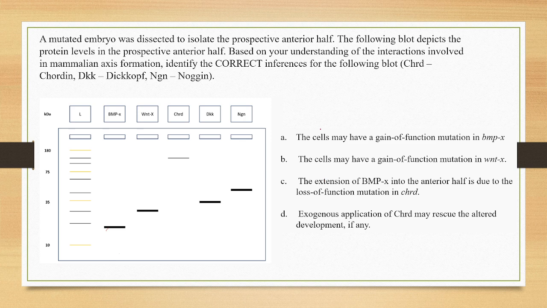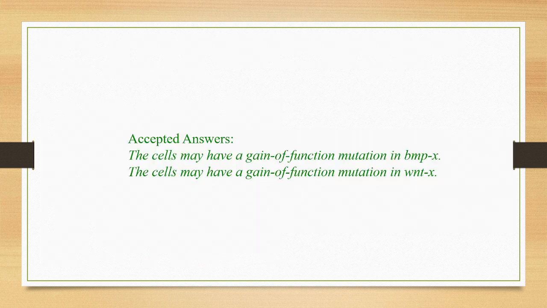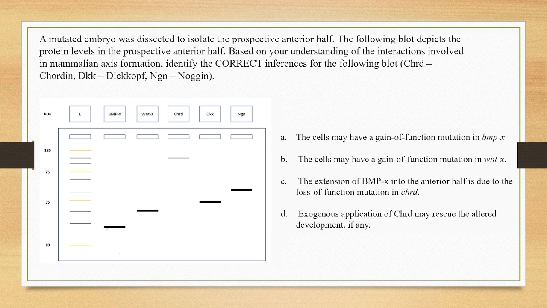The correct answers are: the cells may have a gain of function mutation in BMPX, and the cells may have a gain of function mutation in WNT-X. That means A and B are the correct answers according to the question given. To solve this question, you should first know the function of these individual molecules. Cordon and BMP signaling are opposite to each other. Cordon antagonizes the BMP signaling.